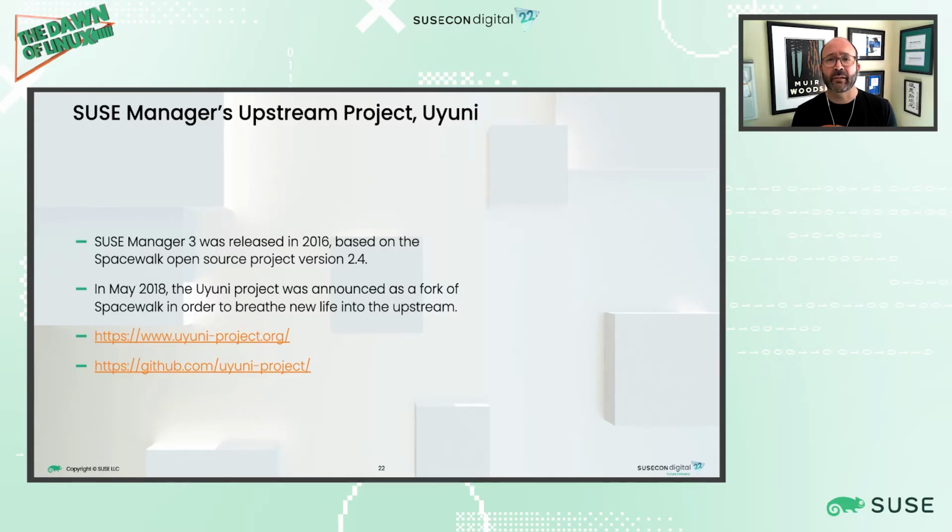Then as time went on, we decided to actually fork the Spacewalk project, and we created the Uyuni project. So that's the new upstream for SUSE Manager. It has been since 2018, so about 4 years now. You can see the URL for the Uyuni project listed here, as well as the source on GitHub. It's still open source, as everything that SUSE does is. And you can take a look at the project. In fact, you can go and install Uyuni from upstream if you wish and play with it before you decide to make a purchase of SUSE Manager.